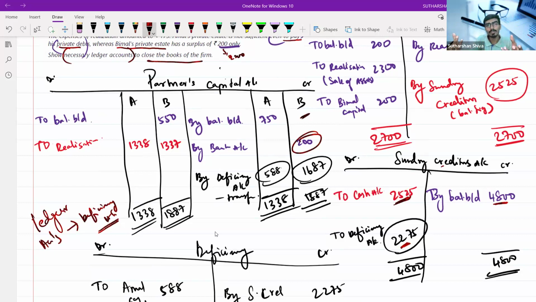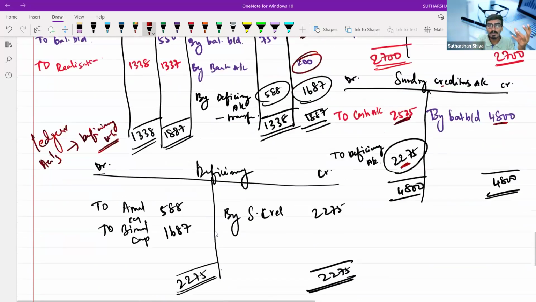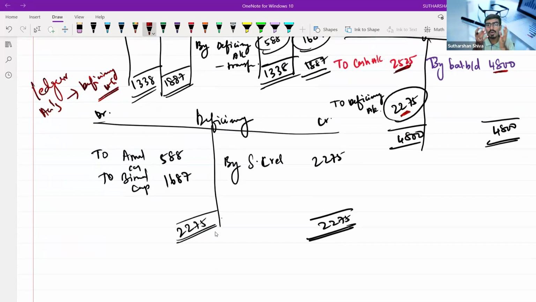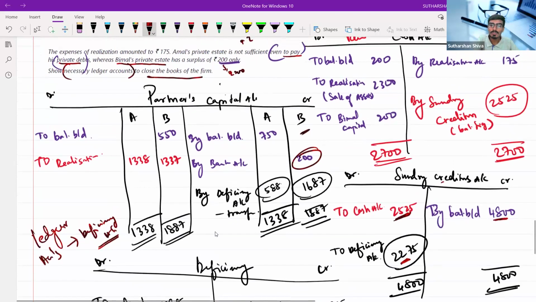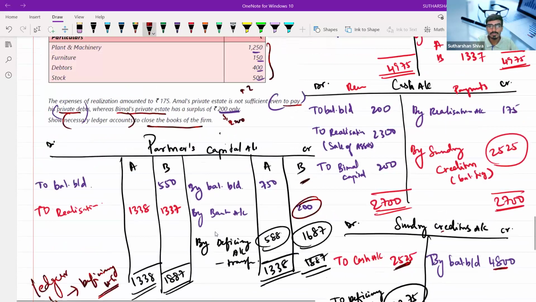Because for the liability I need to pay 4,800. I have it ready, but I have got some discount and am only paying 2,525. The remaining 2,275 is surplus for me. That surplus will be used to set off my deficiency. So on the deficiency account, 2,275 I am posting on the credit side. The remaining deficiency loss from my partners' capital is taken care of by the surplus I gained from my sundry creditors. That's the logic behind this. So whenever the necessary ledger account is asked, your deficiency account should get tallied. Are you able to understand?